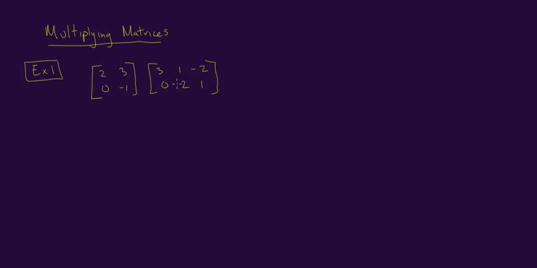Here we're going to multiply some matrices together. So this first matrix is a 2 by 2 matrix, and the second matrix has 2 rows and 3 columns. The fact that the inside numbers are the same means that we are allowed to perform the multiplication, and the ending result will be these outside dimensions.